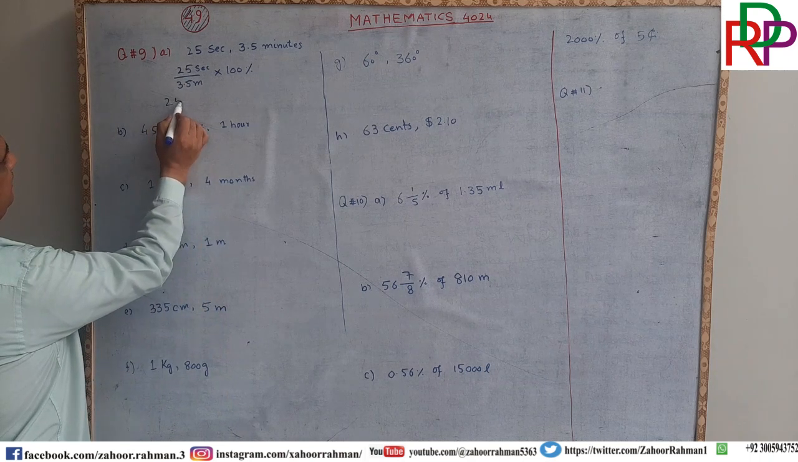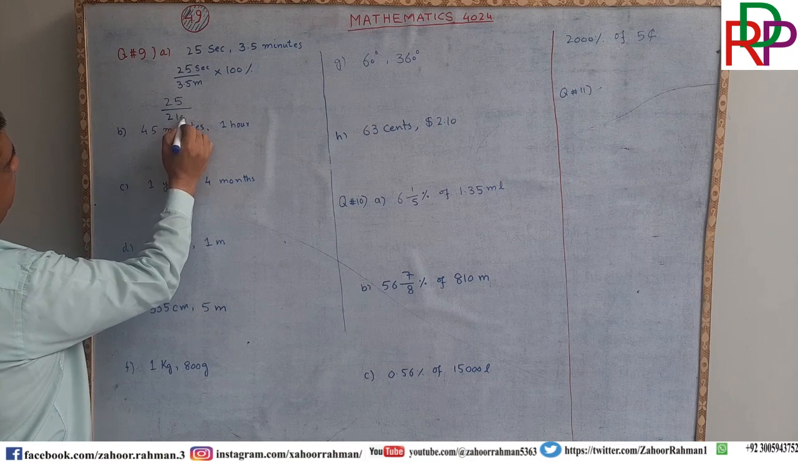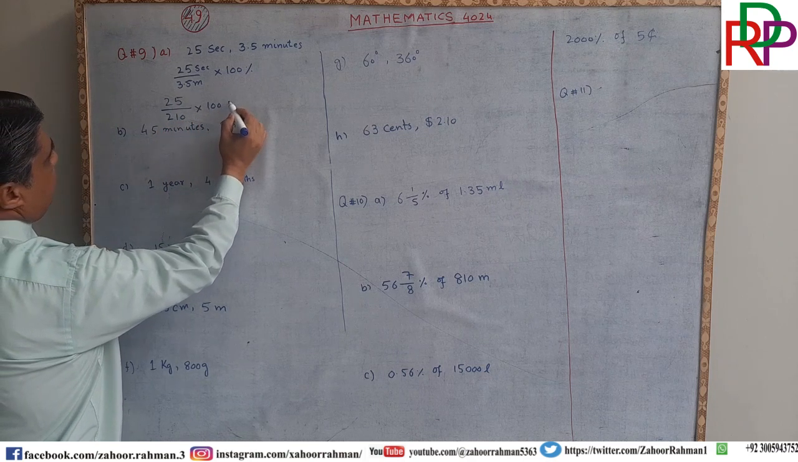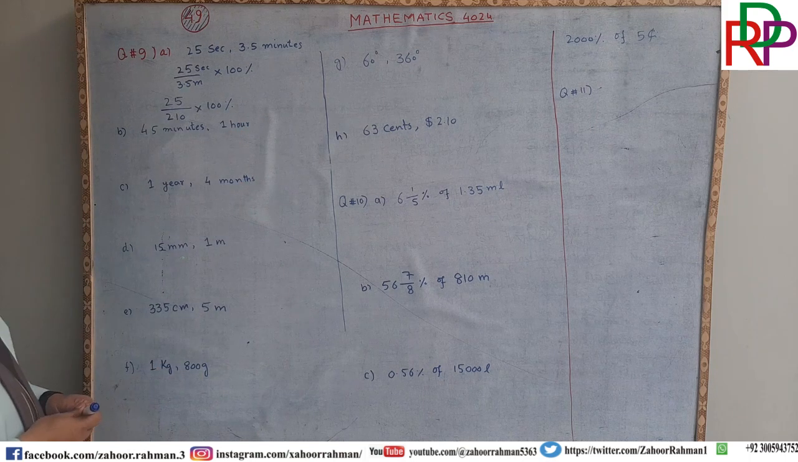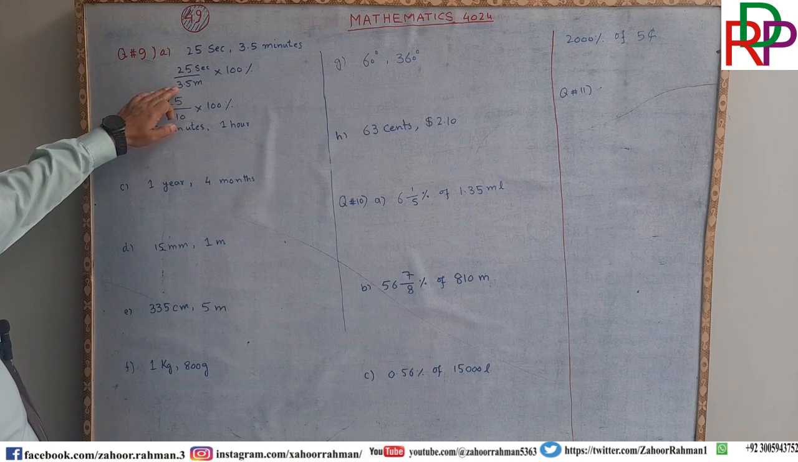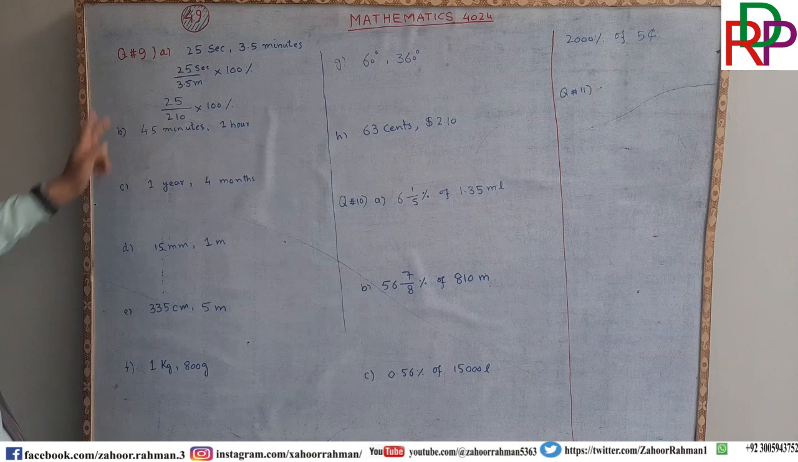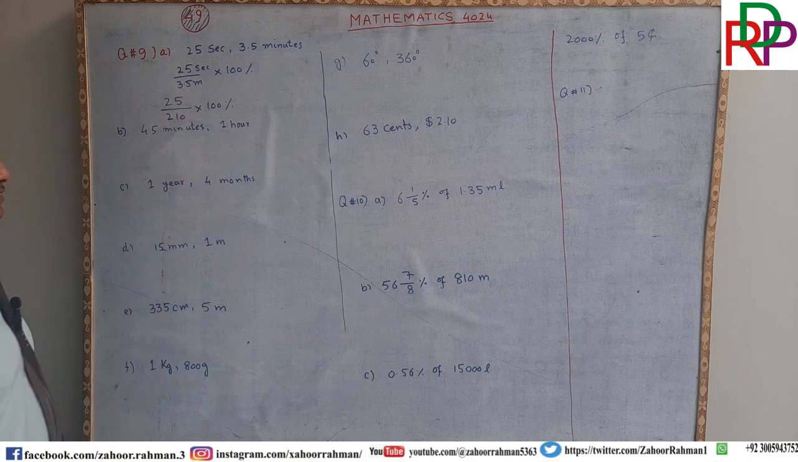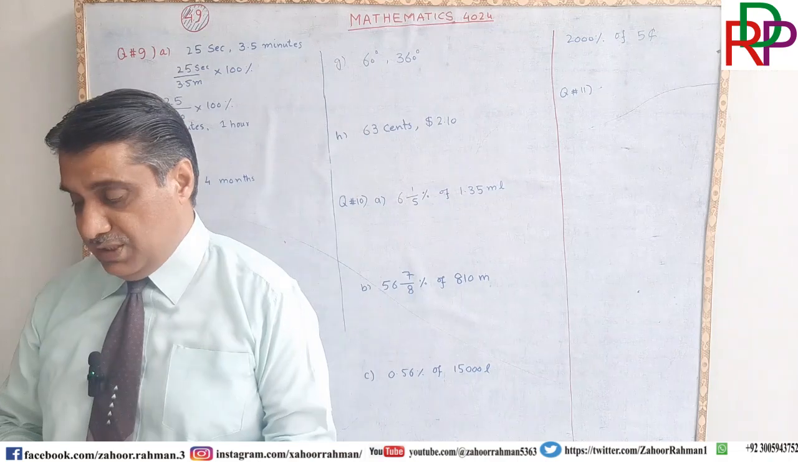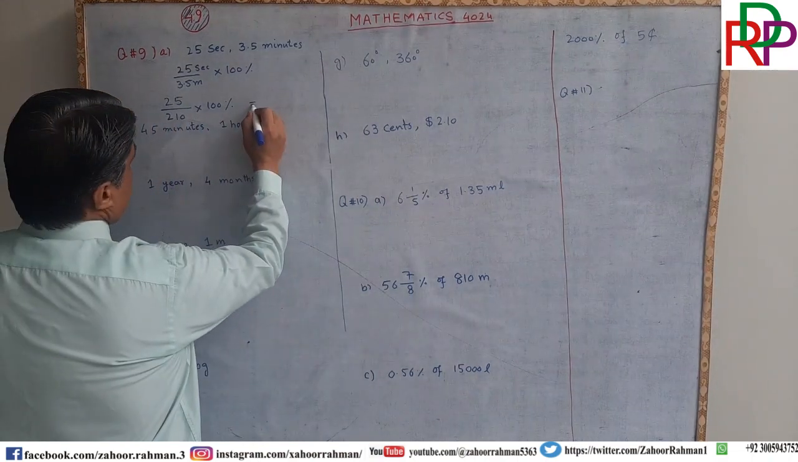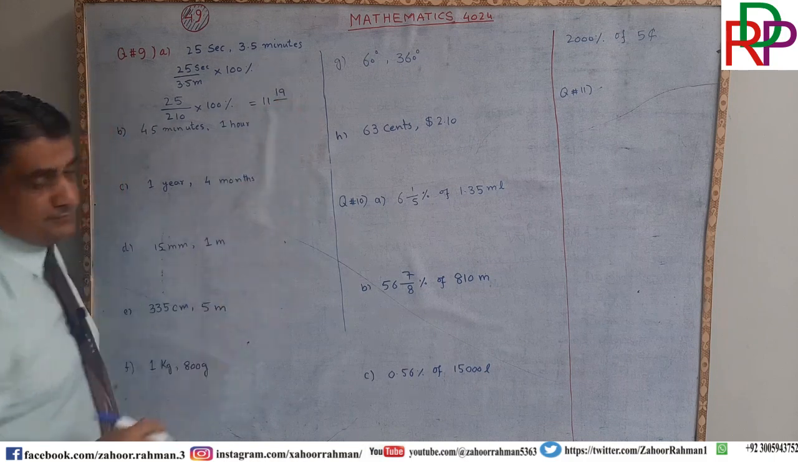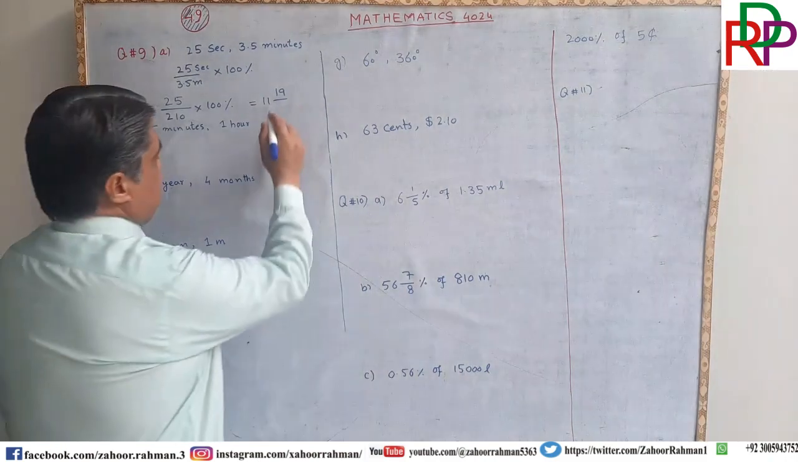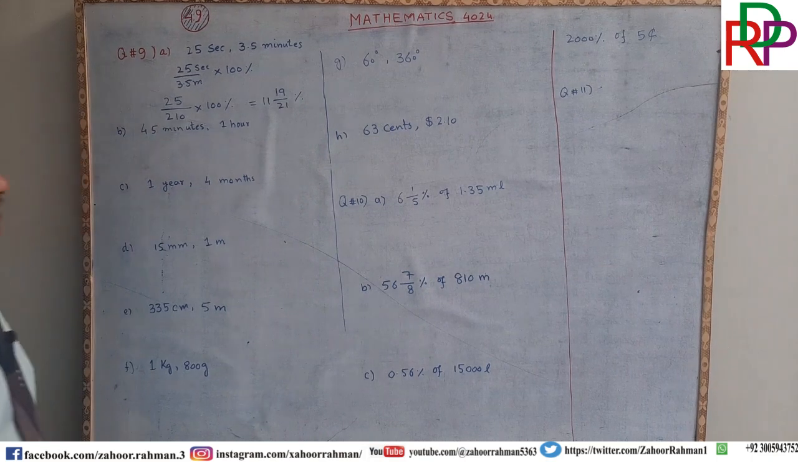So now we are converting 3.5 minutes to seconds, which is 210 seconds. 3.5 means 3 hours and half an hour. So 3 hours means 180 minutes, and when 30 is added it becomes 210. So after the conversion we get 25 over 210 times 100%, which is 11 whole 19 over 21%. You can then confirm it.